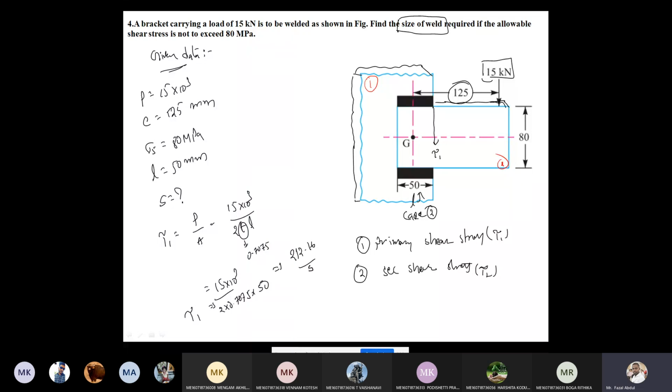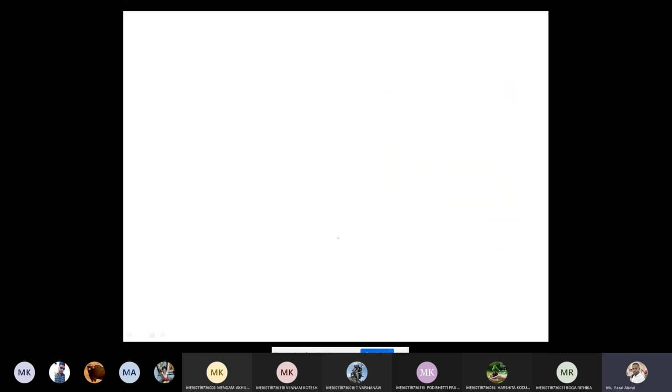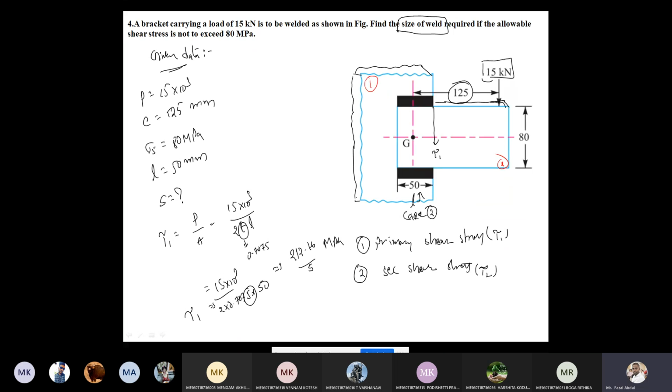212.16 by S, because here we don't know the S value, keeping it as it is, megapascal. Okay. Now the second one, secondary shear stress. Secondary shear stress is generating. Now I'm drawing the secondary shear stress. Like this it is going to act.